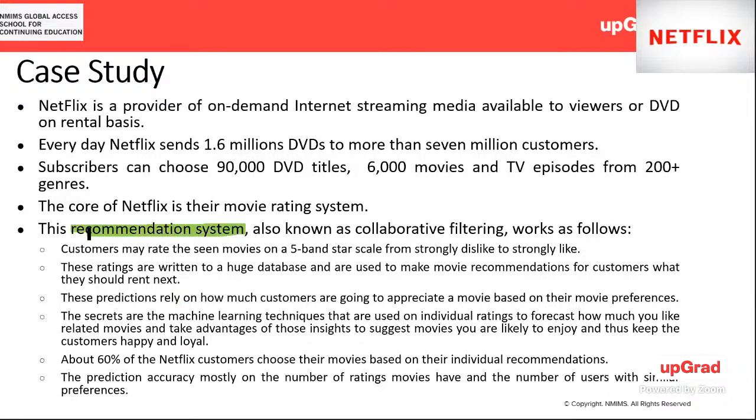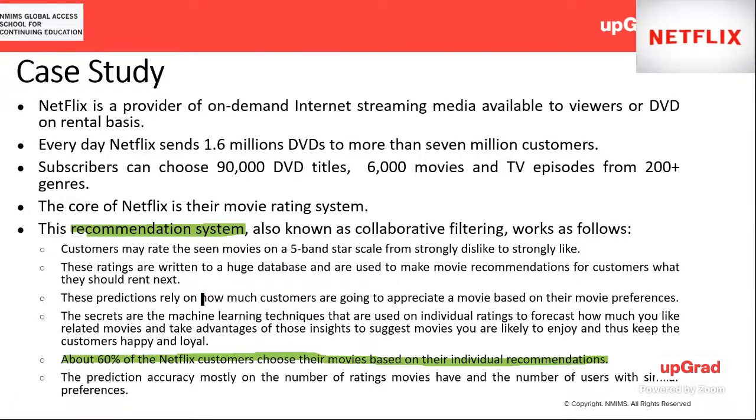To create a recommender system, they want to recommend movies to customers on the basis of rating, on the basis of genre, on the basis of movies that are watched by other persons, right? So you can see about 60% of Netflix customers choose their movie based on their individual recommendations. So they are increasing their business and keeping you engaged so that every month you will purchase their subscription. Otherwise you will not purchase, right? If they do not keep you engaged.